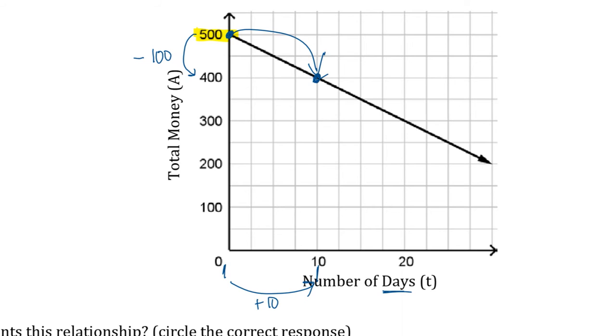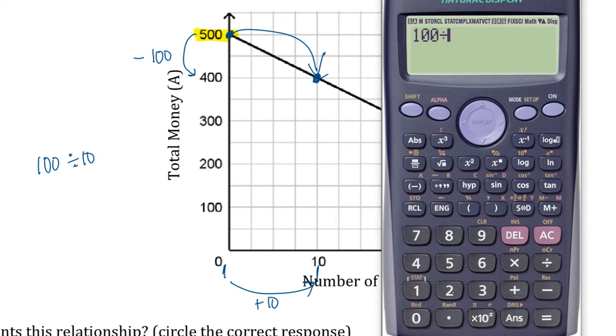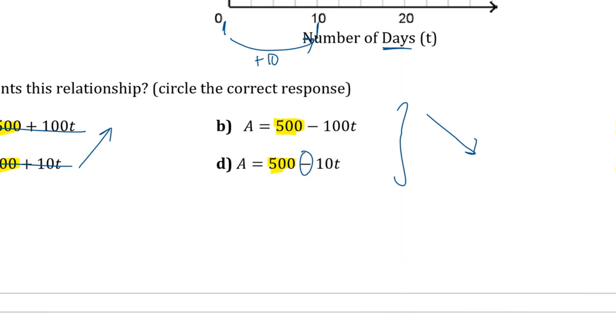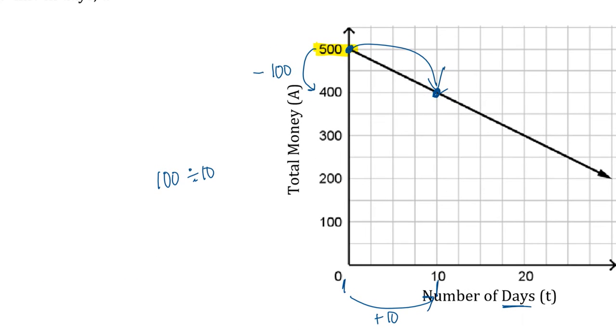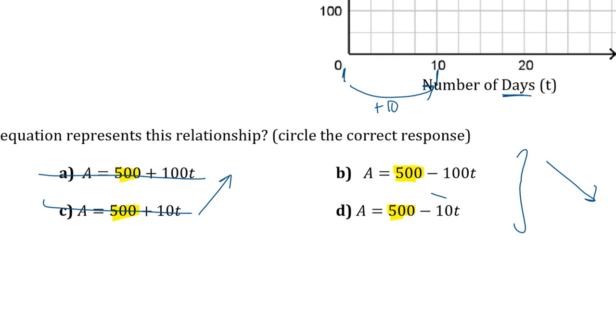So down 100 in 10 days is 100 divided by 10, which equals 10. And I already determined that it was minus 10 because I already canceled out the plus. So that's why I didn't worry about this minus. If I put the negative in there, it's going to equal negative 10. But I'm not worried about that because I already know it's the negative one. So now we've determined that D is the correct response for this question.